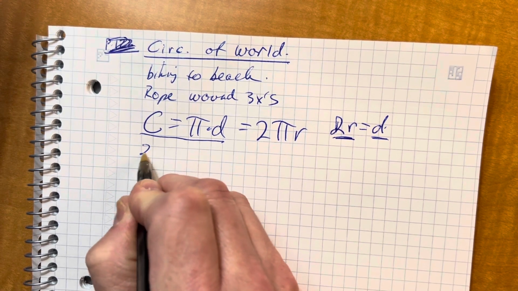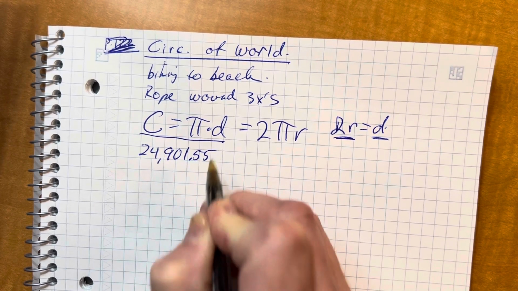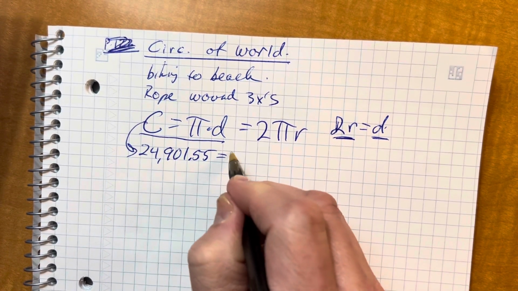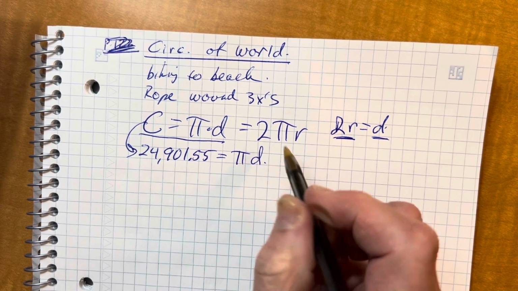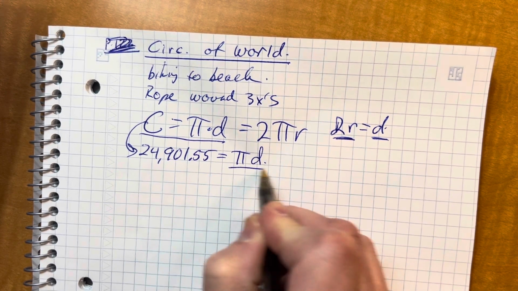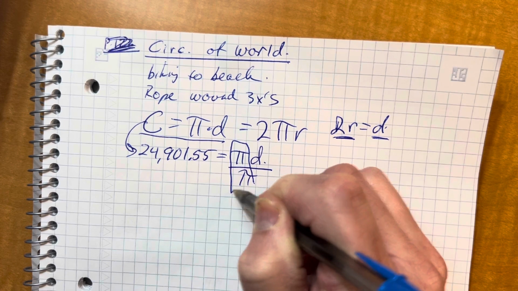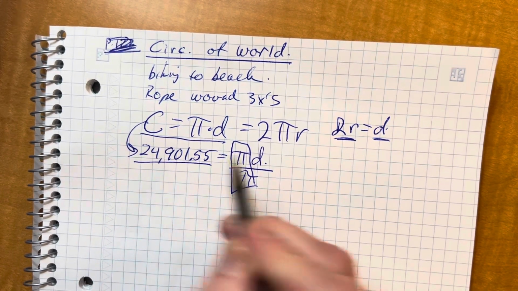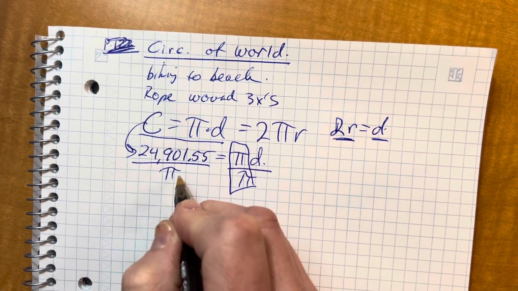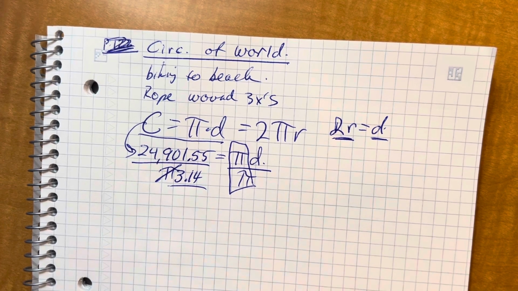If the circumference is 24,901.55, okay, that's the circumference. We know that pi times the diameter is that circumference. What I can do is divide by pi on each side. Anytime you divide something by itself, it's going to be 1. So we're going to divide by pi over here, which we know we're going to write as the decimal equivalent 3.14. That's what we're going to use for our purposes.